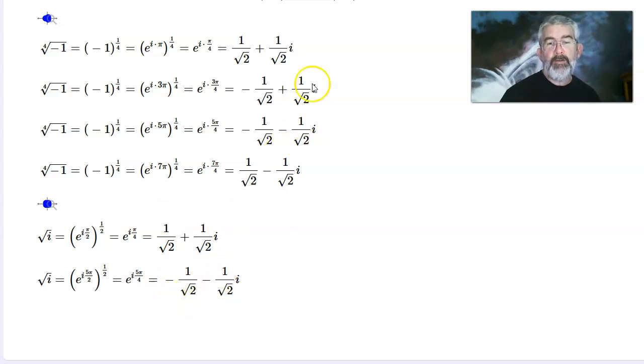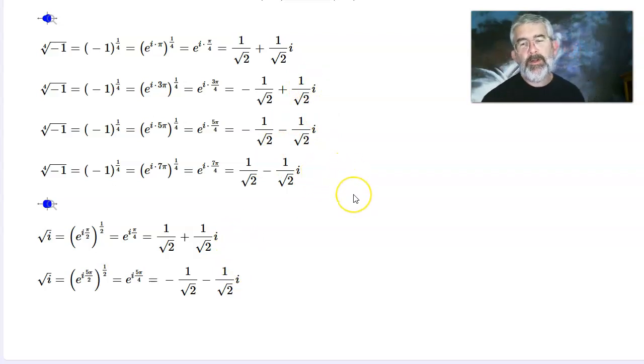These actually are two of the answers that were up here, which makes some sense to me, since i is the square root of minus 1, so if I take the square root of the square root, I should be getting a fourth root. So the square roots of i are actually 2 of the 4 fourth roots of minus 1. Okay. Anyway, we will be using this stuff to help us solve some differential equations in the next video.